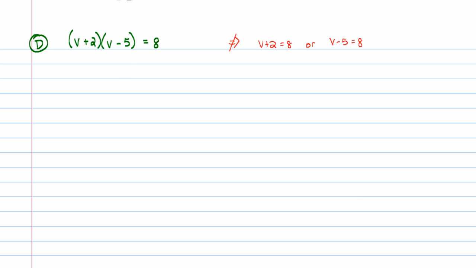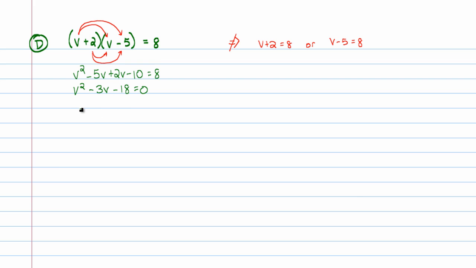So what we're going to do is go ahead and clean up the left-hand side by distributing the binomial here. So v times v and v times a negative 5, 2 times v and 2 times a negative 5. So we'll go ahead and do that. Gives us v squared minus 5v plus 2v minus 10 is equal to 8. I see that I have two different versions of my variable, so I already know that I'm going to move everything to the left-hand side. So it's v squared minus 3v minus 18 is equal to 0.